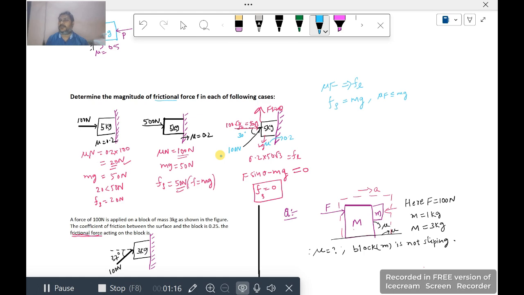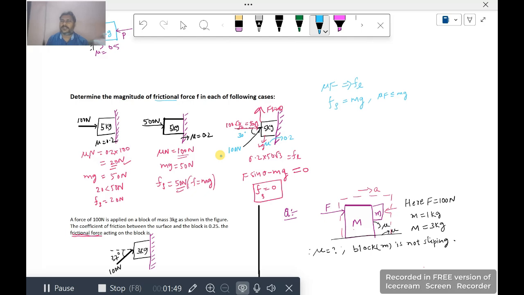Now remember this point. Mu F is the maximum static friction, and mg is the applied force, not F. Here F is applied against the vertical wall, but mg is always downwards, which is the driving force. If mg is more than mu into F, it will move down. If mg is less, it will stay static. Therefore, static friction is equal to mg always, the applied force.